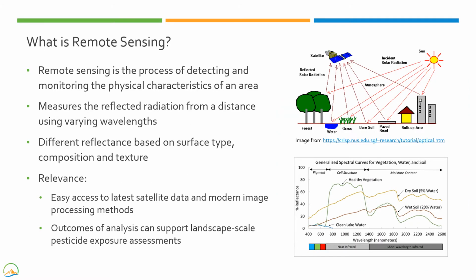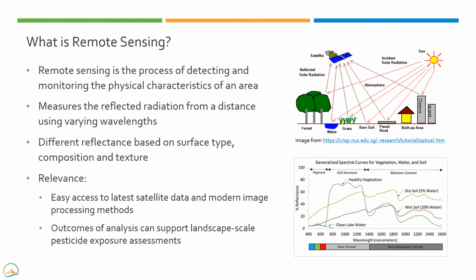As a refresher, remote sensing is a process of detecting and monitoring the physical characteristics of an area. With what I will be discussing today, this refers to the landscape on the surface of the Earth. As the diagram on the top shows, radiation from the sun is reflected off the surface of the Earth and collected by a satellite, passing through the atmosphere both ways.